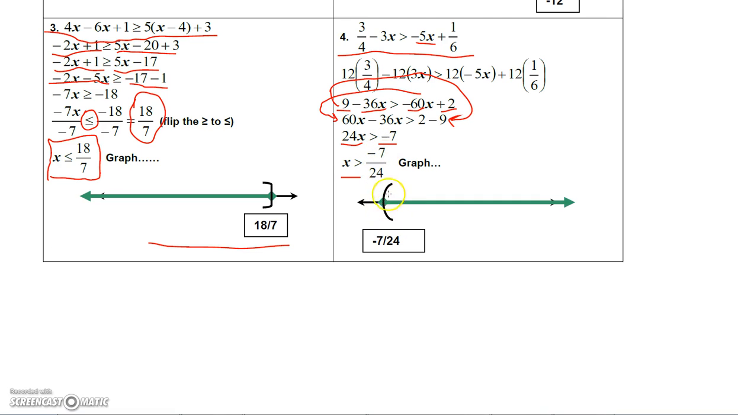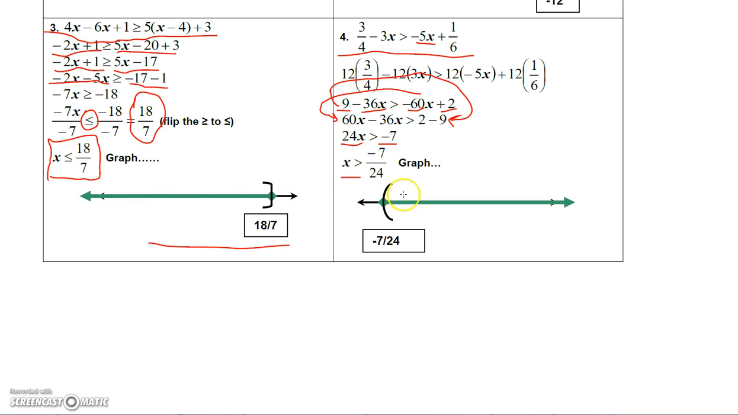And then you can see the graph here. Notice I used the parenthesis on this one because it was greater than. Over here I used a bracket because it was less than or equal to. Anytime you have the equal to, you use a bracket. Anytime you have a greater than or a less than, you use a parenthesis. So greater than would be everything to the right of this parenthesis. And less than or equal to would be this bracket and everything to the left of that number.